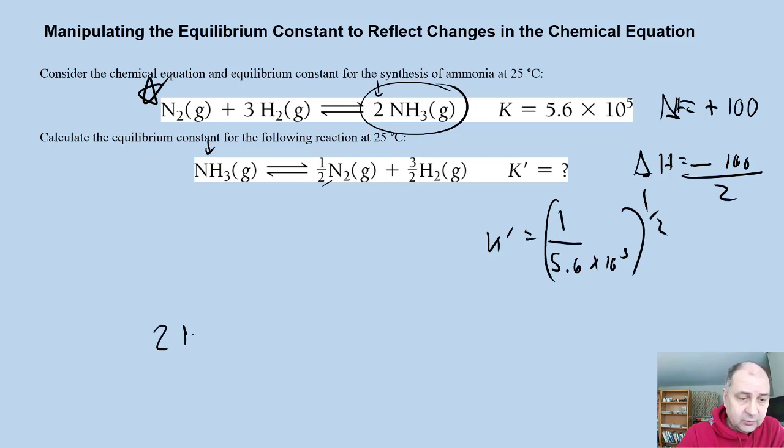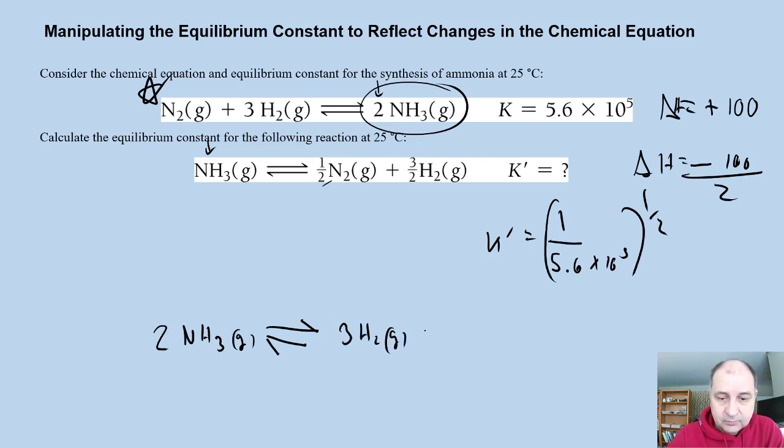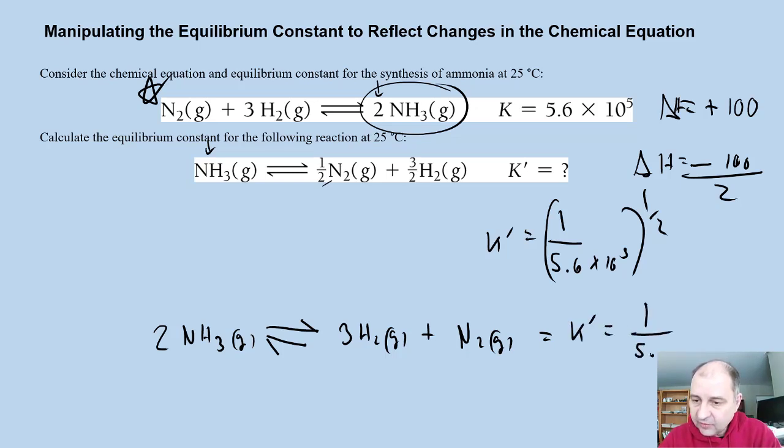So we have 2 NH3 going to 3H2 and N2. Then the K for that would be 1 over 5.6 times 10 to the 5.